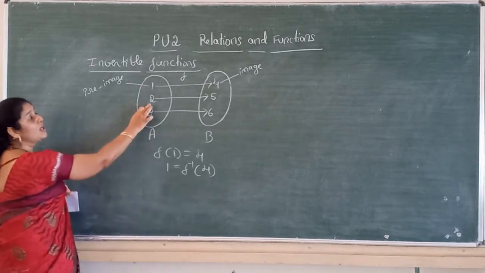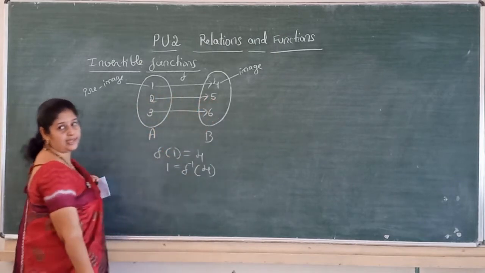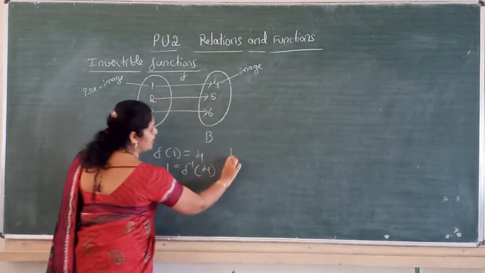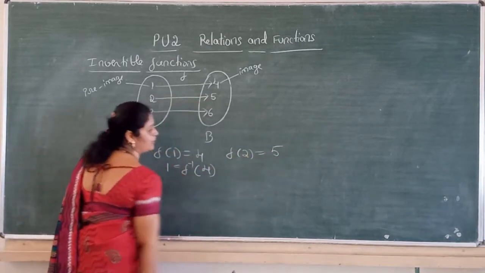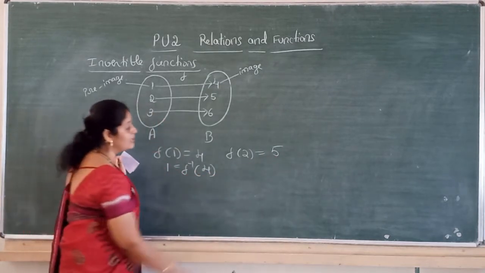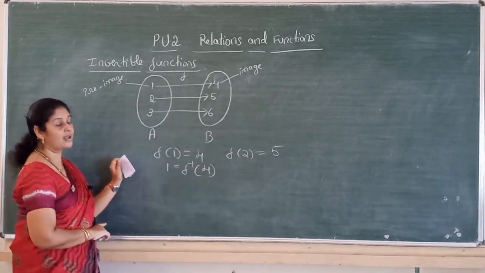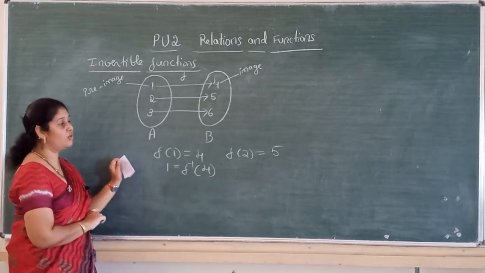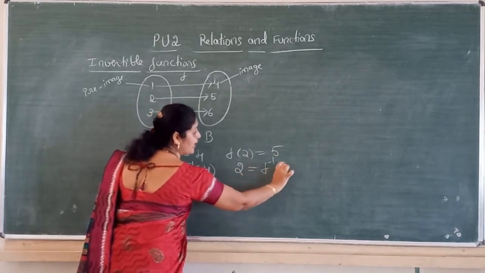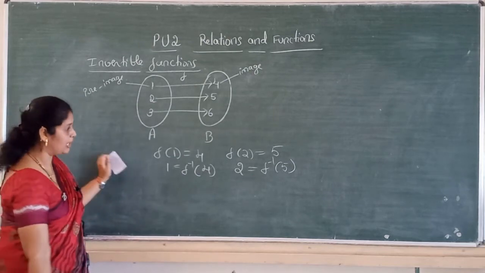Now, similarly, 2 is an element. Image of 2 is 5. How to write it? f of 2 is equal to 5, right? Then what is 5? 5 is called image of 2. Then what about 2? 2 is called inverse image of 5, or it is called pre-image of 5. Then I can write 2 is equal to f inverse of 5.